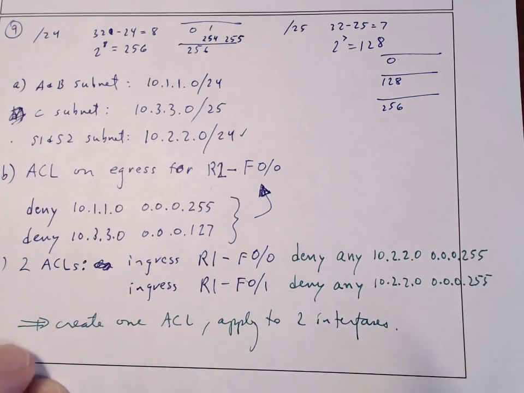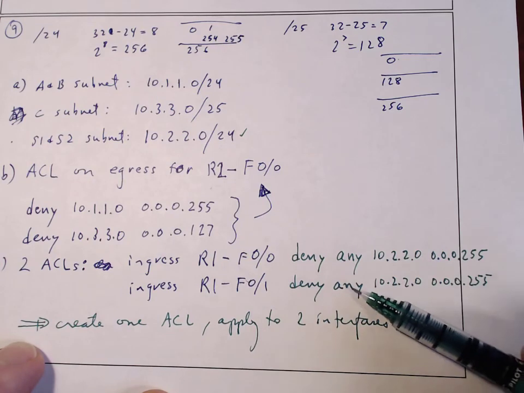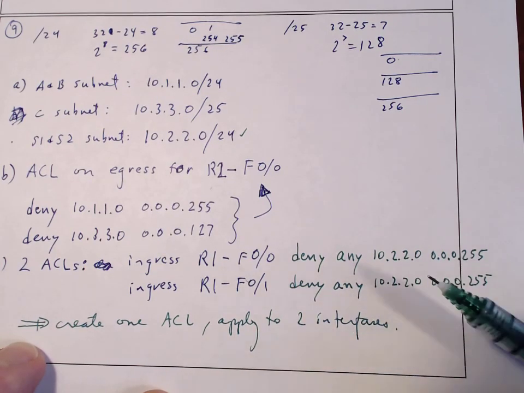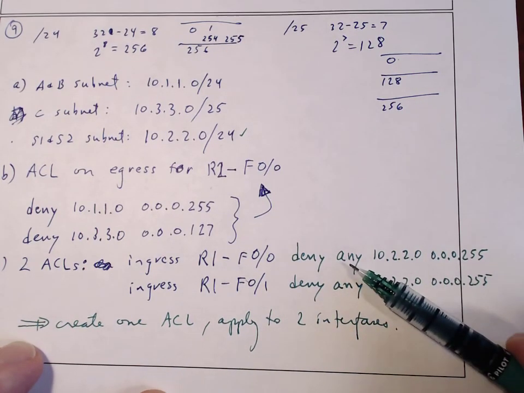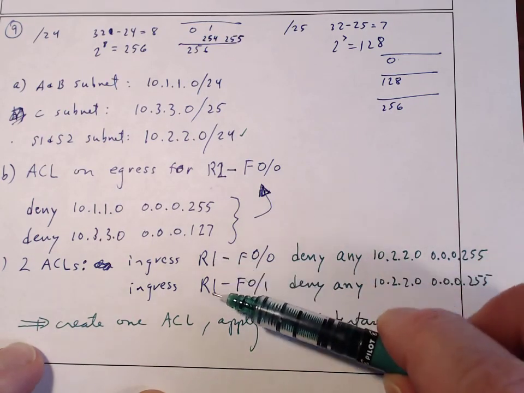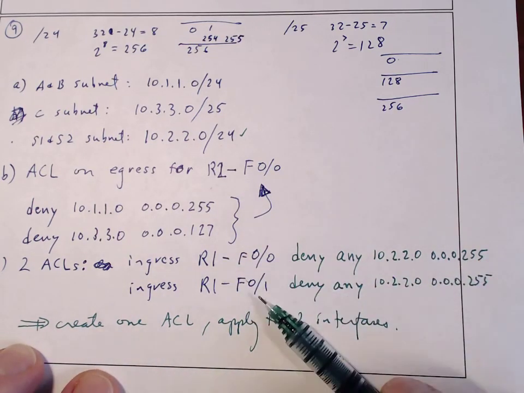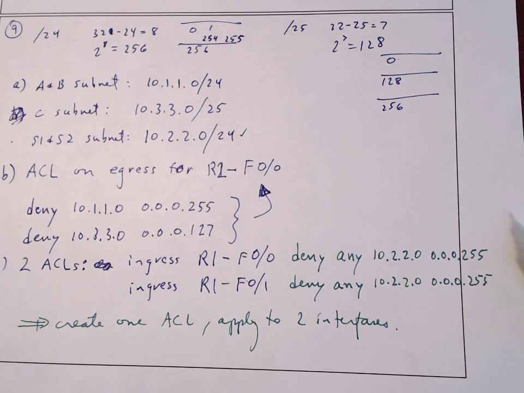Okay. Now, if we wanted, we could go ahead and put the source addresses in here instead of the any, but then we'd have to create two separate ACLs and apply each one to the correct ingress interface. Okay, so I hope that helps with problem 9.